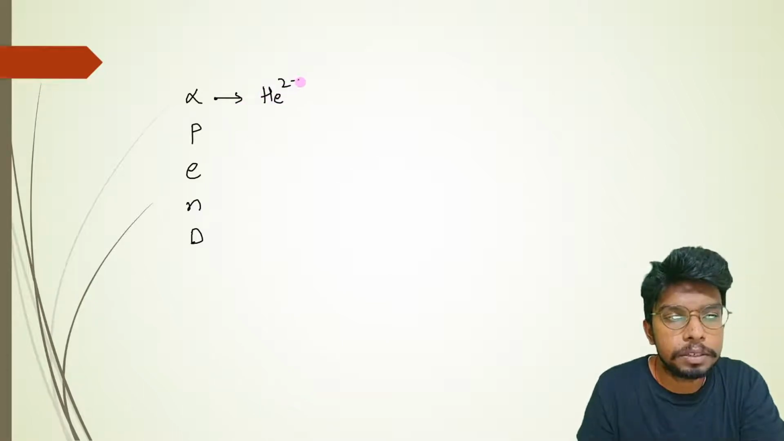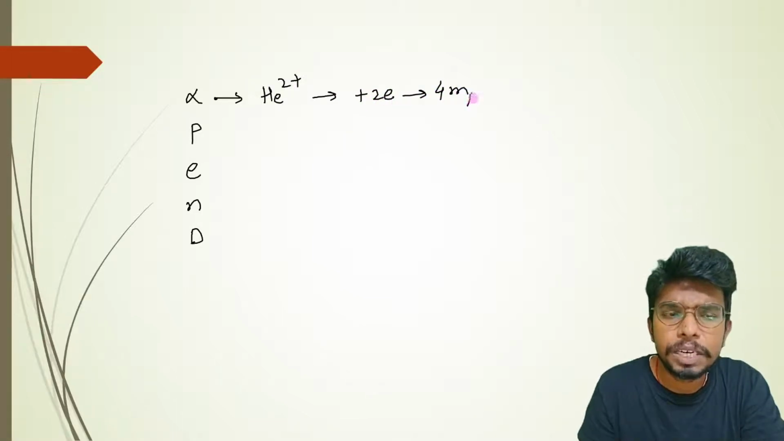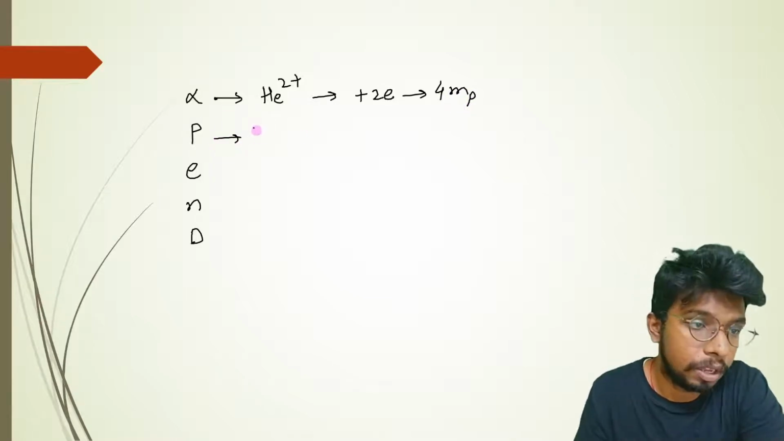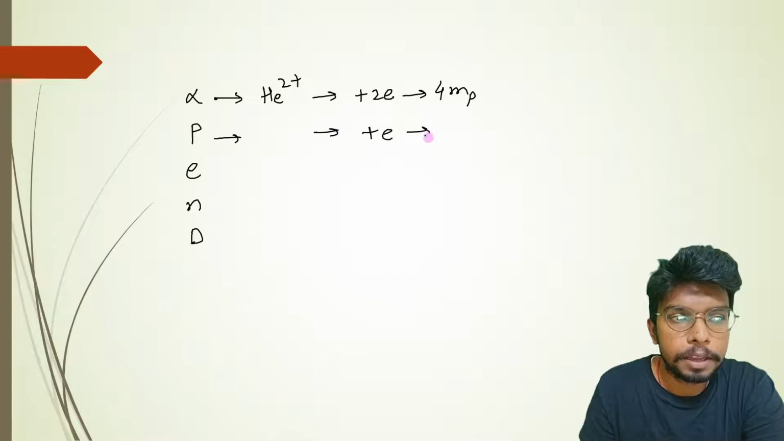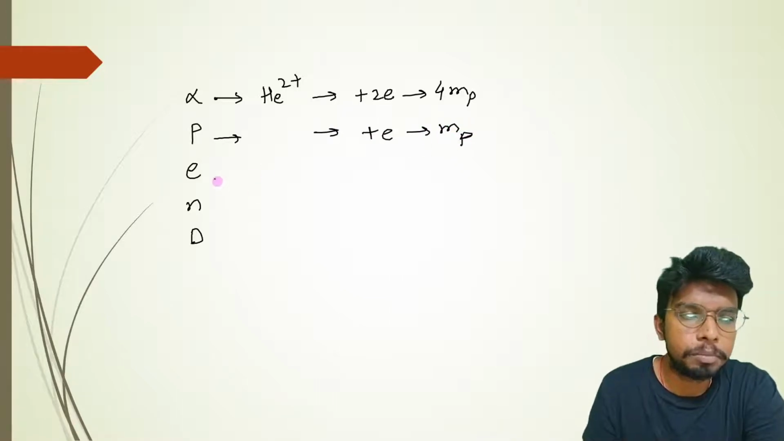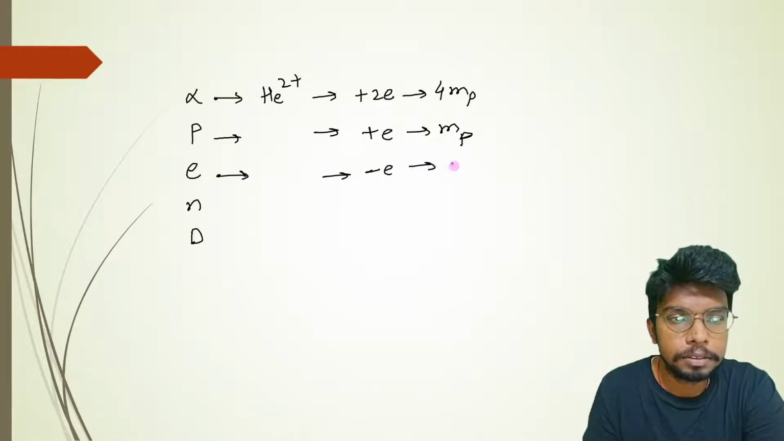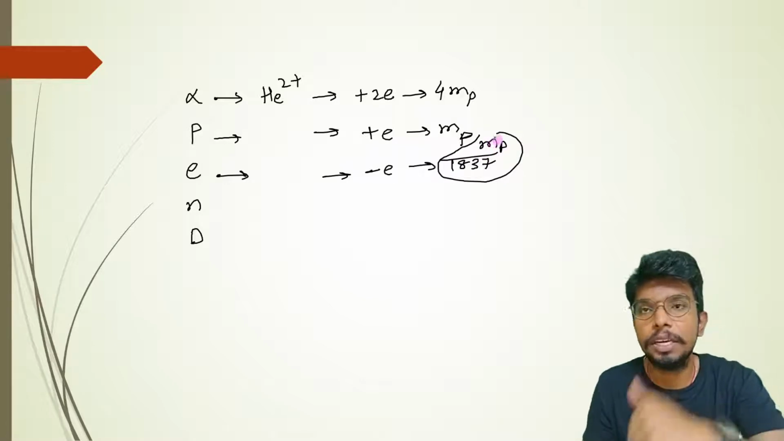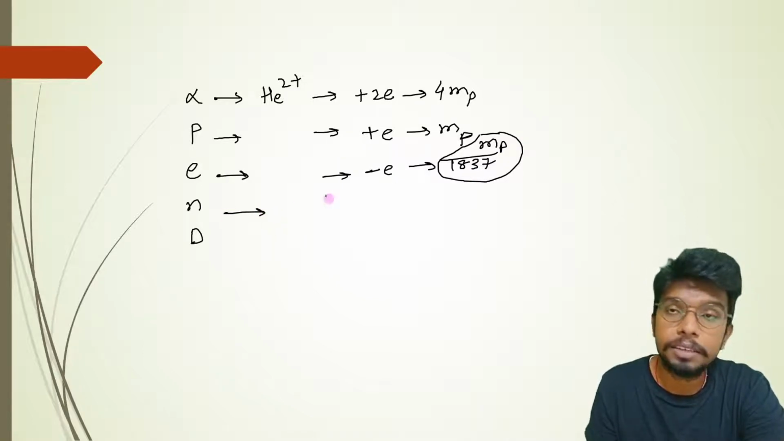Alpha, this is He2 plus. Its charge is plus 2e, mass approximately 4 times the mass of proton, so you can treat it as that because it is constituted of 2 protons and 2 neutrons. Proton has charge plus e, and mass is mp because most of the time we'll be comparing it. Electron charge is minus e, and the mass is 1837 times smaller than proton. Most of the time it will be given as divided by these many times. Normally we write it as 2000 only. So electron is way too lighter than proton.